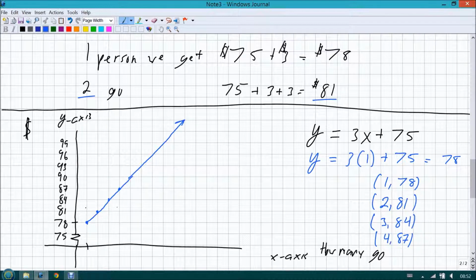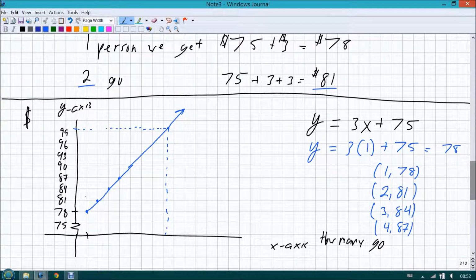So, using this line, can we figure out when we'll have $100? Sure. We can estimate it by looking at the $100 output coming over and then going down to find out what the input that coincides with it is. So that'd be 1, 2, 3, 4, 5, 6, 7, 8, about 9 people. As long as 9 people go, we'll have $100 in the account at the end.